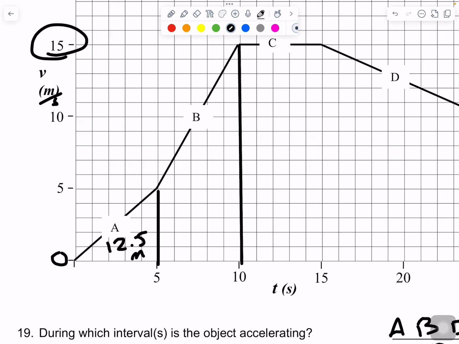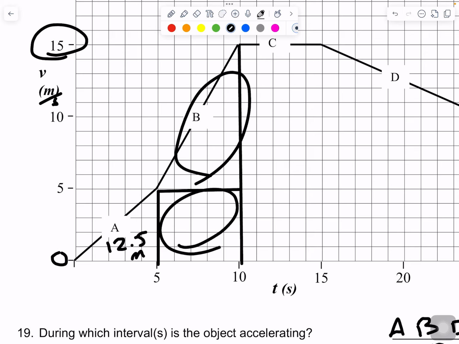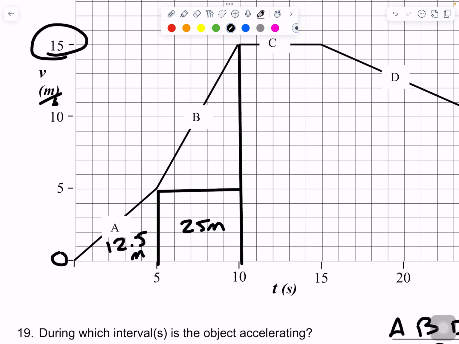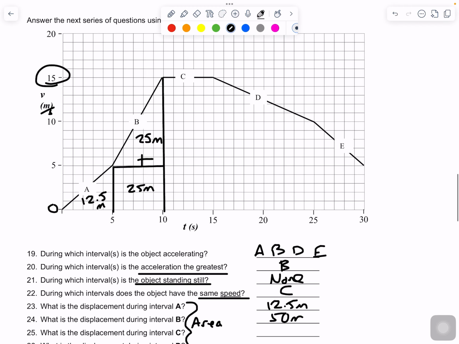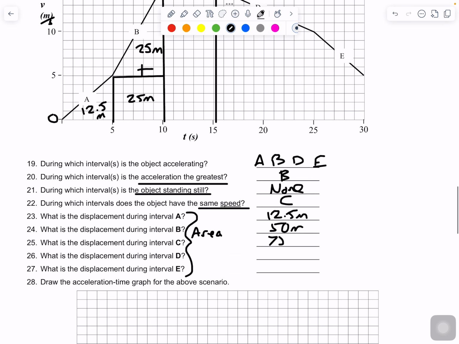This trapezoidal area, all of that, can be broken down into this triangle and that square. The square, 5 times 5, that's 25 meters. The triangle, 5 times 10 is 50. Half of that is 25 meters. Add these together. Okay, and so far we've got 12.5 meters and 50 meters. Last one, we have a base of 5. We have a height of 15. We're looking at 75 meters.